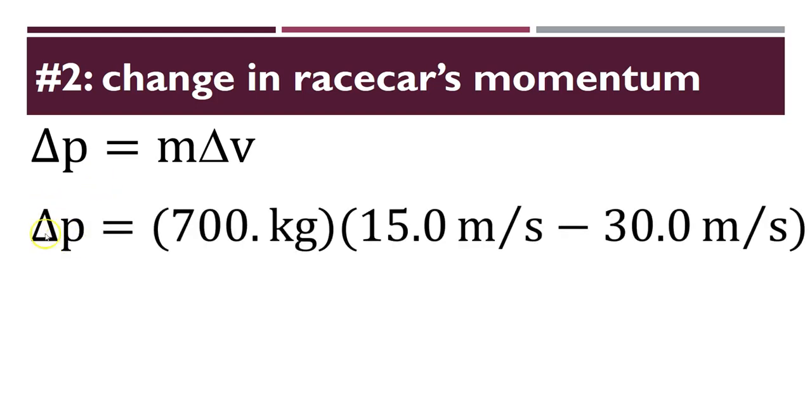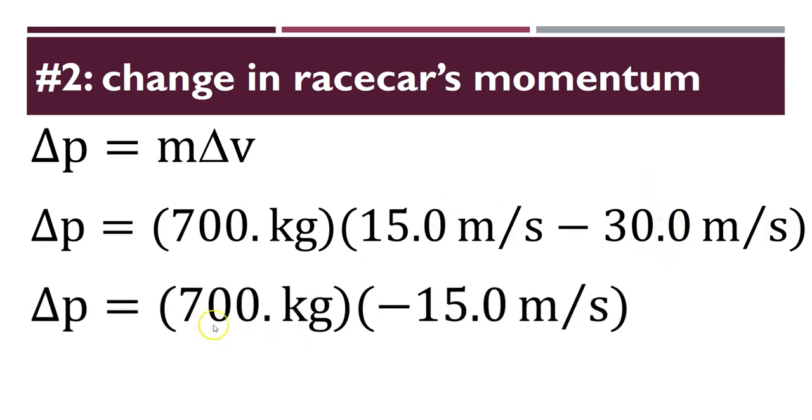So our delta P, our change in momentum, is going to be equal to 700 kilograms times 15 meters per second minus 30 meters per second. We put the 15 first because that's what we're ending at. The race car is slowing down. So our v final, our final velocity, is 15 meters per second minus our initial of 30. So we get 700 kilograms times negative 15 meters per second.